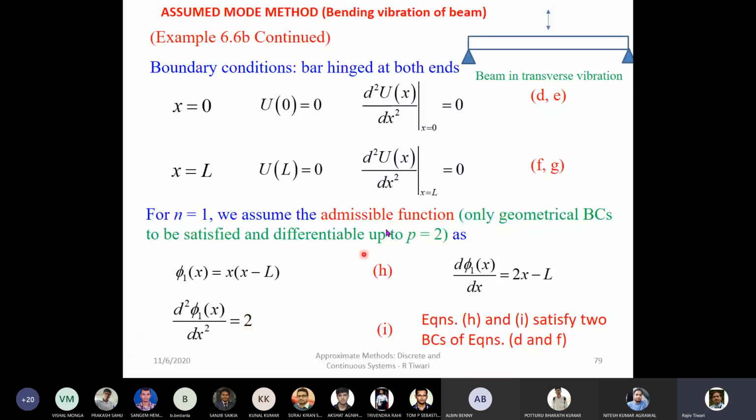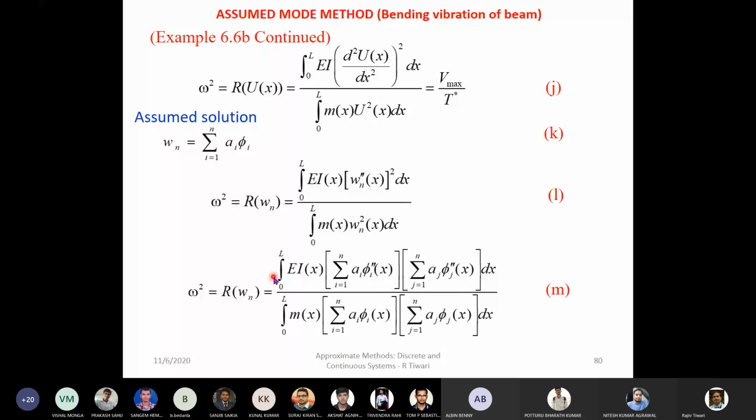So it is satisfying the admissible function requirement that it should satisfy the geometrical boundary condition and it should be differentiable up to p times. So now we have checked the admissible function requirement of the chosen function. Now we'll go for the formulation of the stiffness and mass coefficient, as we did in the previous class also.